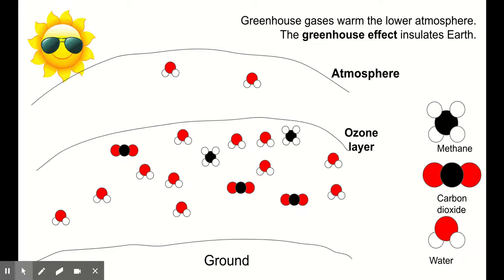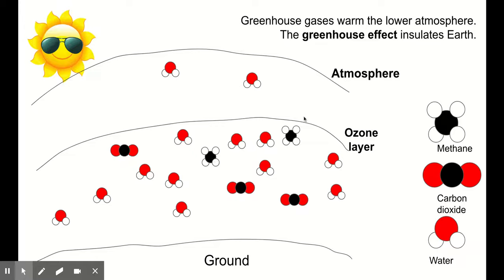These make up about 25% of our atmosphere. Most of our atmosphere is non-reactive molecules like nitrogen gas, especially. But the greenhouse gases that I have represented here, you can see my key on the right. The most common greenhouse gas is water vapor. And we don't talk about this one too much because humans don't have a big impact on the amount of water vapor, but it is by far the most common greenhouse gas. We also have carbon dioxide and methane.